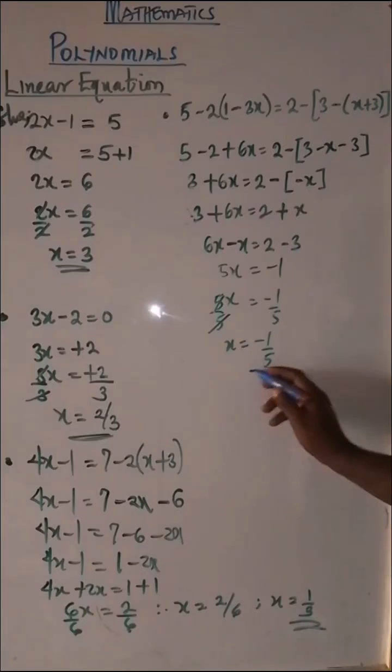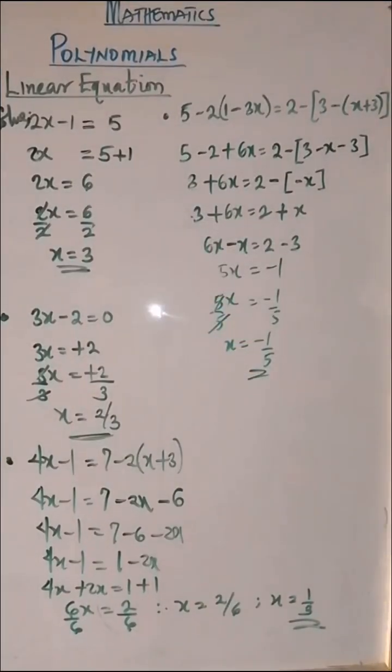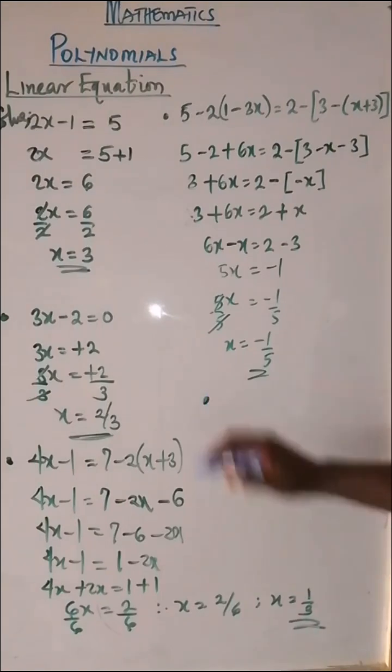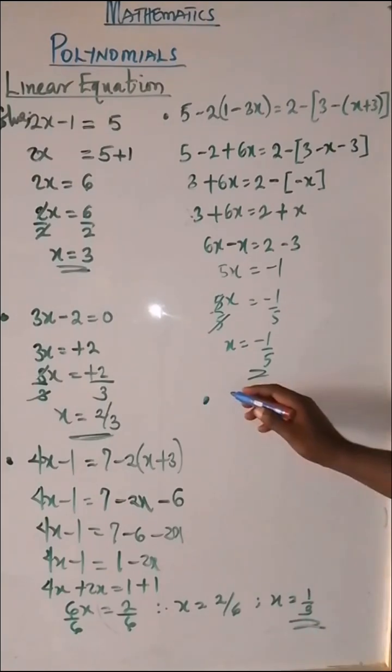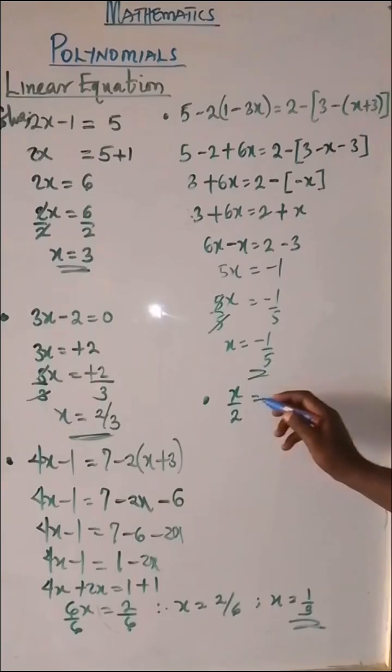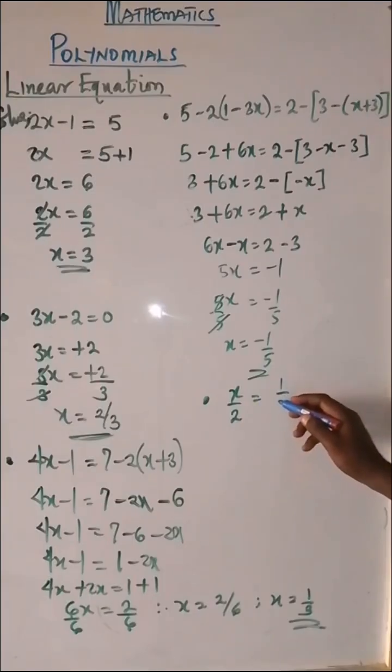All the examples we've done so far involve no fractions. So let's take an example with fraction. Example with fraction. Simplest one. Let's suppose I have x over 2 equals to 1 over 3. So what are we going to do here?